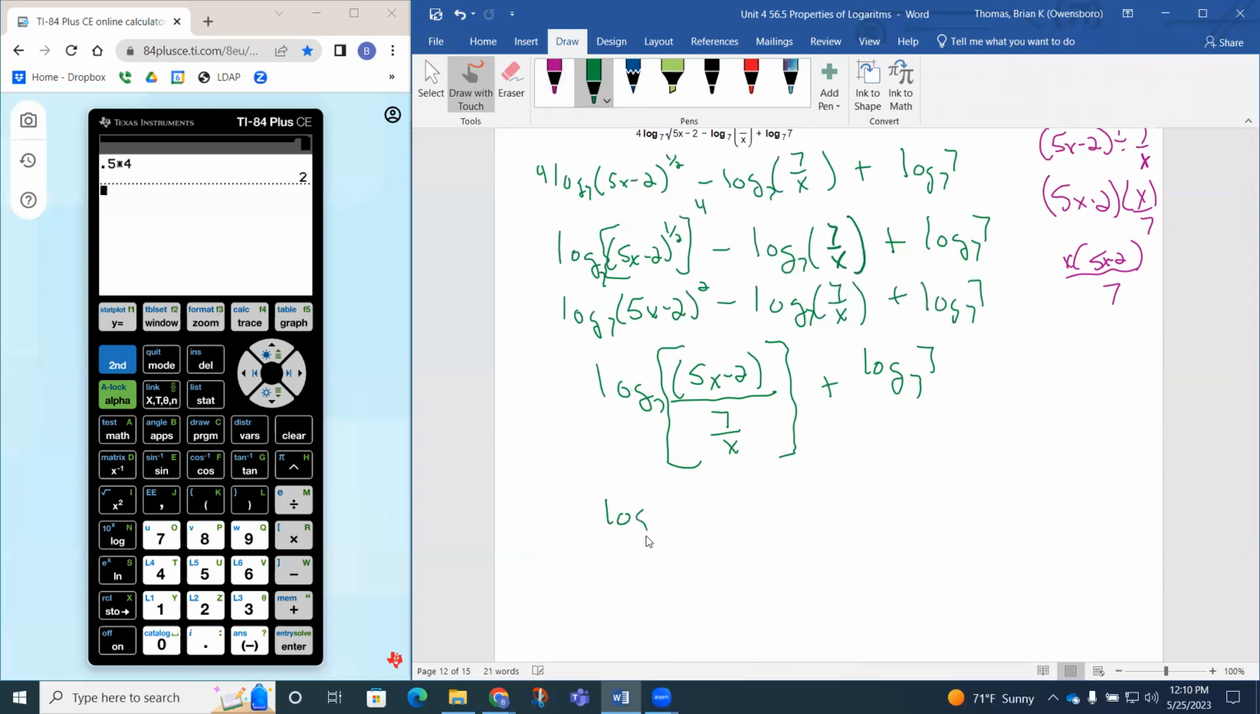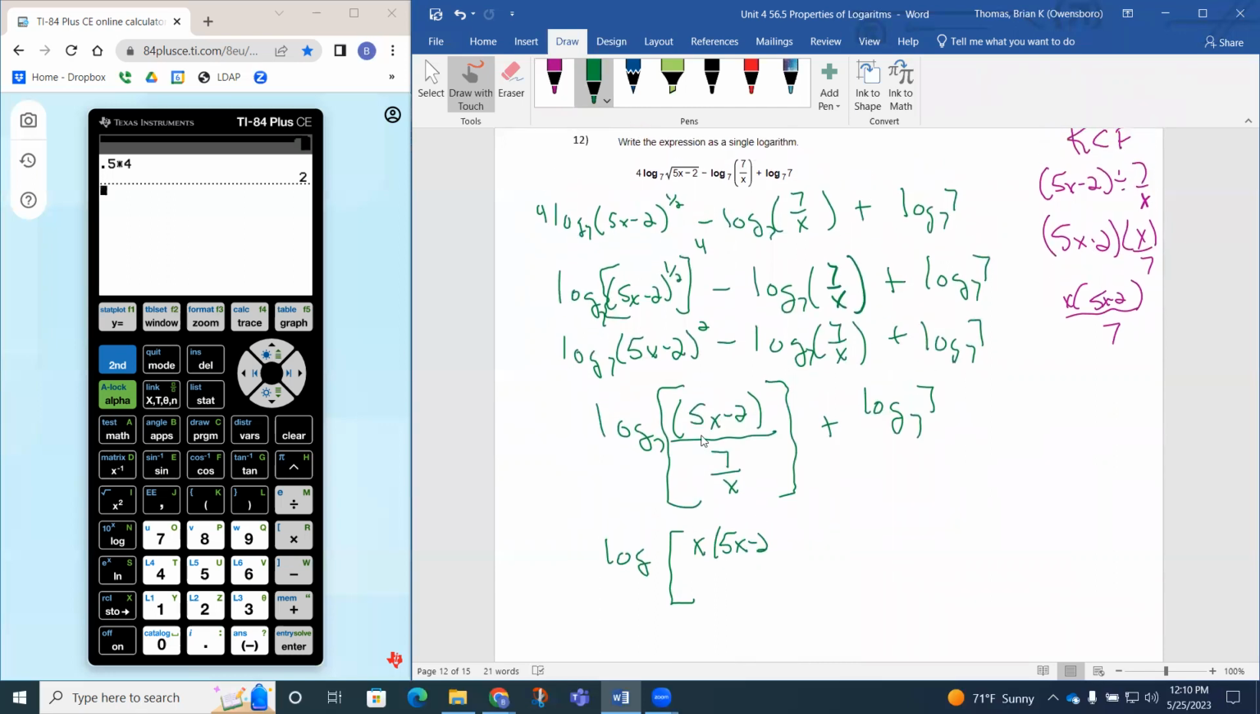So I have the log of, and then I'm going to have a bracket again. You're going to have this x times this 5x minus 2. And that was squared, wasn't it? So I lost that part. All kinds of stuff missing. That was a power of 2, wasn't it? Power of 2 over there as well. Okay. So I have that. And now this 7 goes on the bottom.